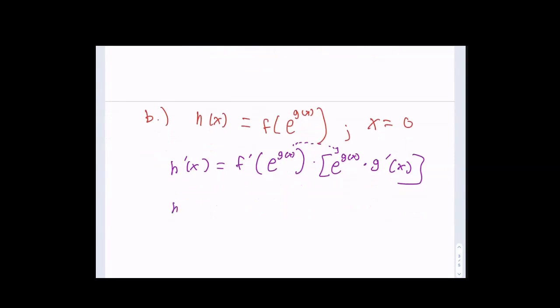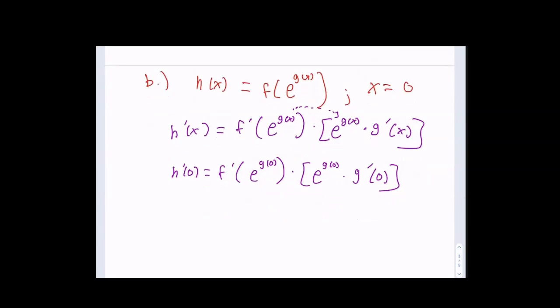Boom! It's a good derivative, so h prime of 0 would be f prime of e to the g of 0, times, parentheses, e to the g of 0, times g prime of 0. Well, I don't know that symbol, so you've got to know it. There's no excuse in calculus for not knowing that symbol. Not g prime of x, g prime of 0. Yeah, you've got to know that symbol by now. Prime.